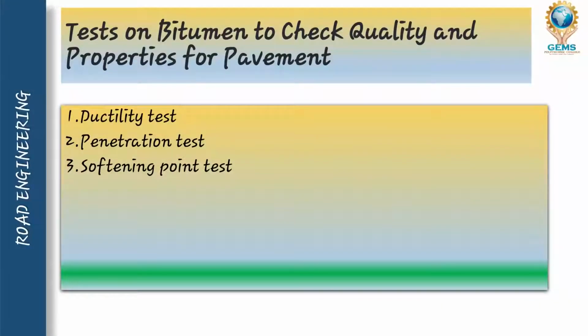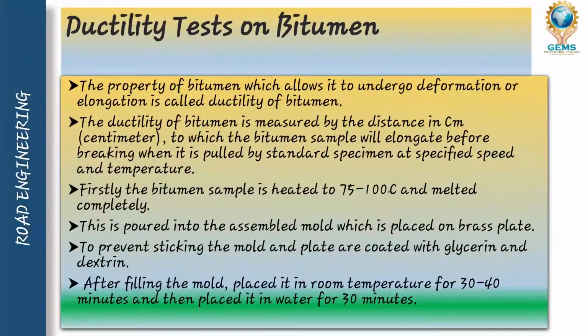Test on bitumen to check the quality and the properties for the pavement. In your syllabus the tests given are the ductility test, penetration test and softening point test. These are the three tests given in your syllabus and you should study only these three tests of bitumen for checking the quality and the properties for pavement. First is the ductility test on bitumen.